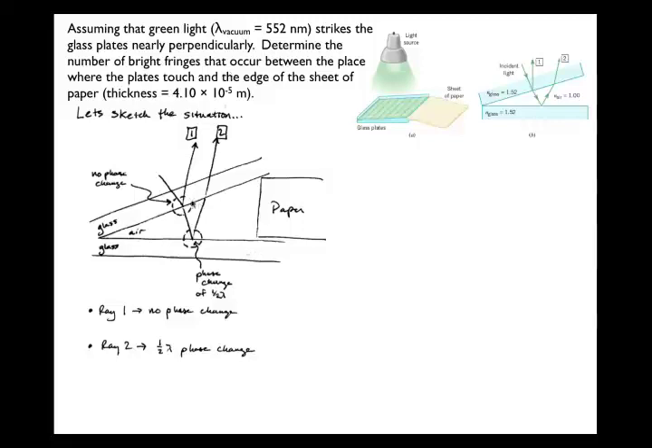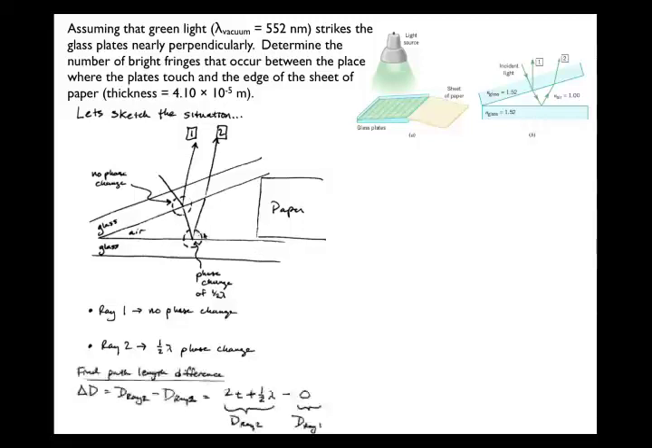So ray 1 has no phase change, ray 2 has a phase change of a half a wavelength, and we can find the path length difference between those. Ray 2 travels an extra 2 thicknesses of whatever the gap is in between the sheets here, and ray 2 also undergoes a half wavelength phase change. Ray 1 doesn't travel any extra distance, so we just plug in a 0 for that.